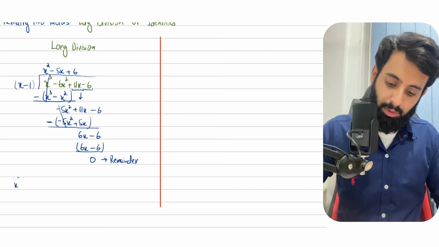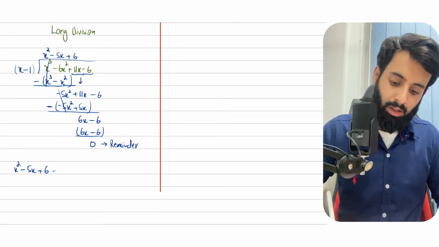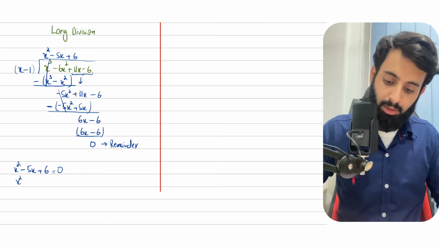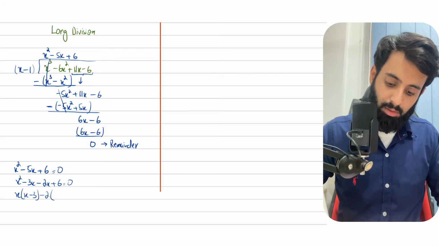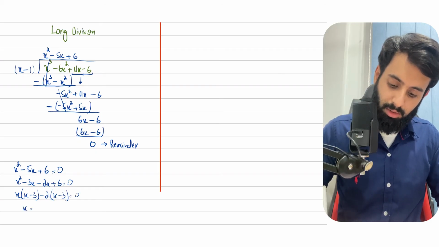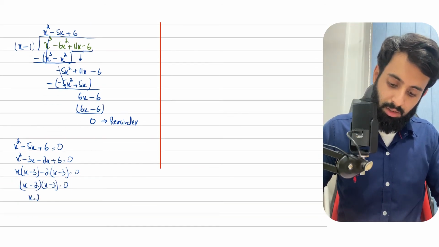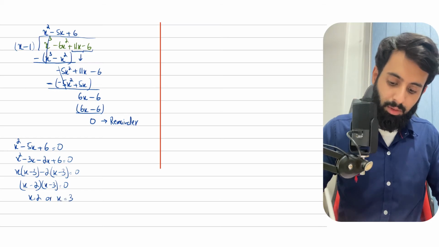So that means now I'm going to factorize the quadratic x square minus 5x plus 6, and let's set this equal to 0. So we can do middle term breaking here. So we have x square minus 3x minus 2x plus 6 equals to 0. So we take x common, x minus 3, minus 2 common, x minus 3 equals to 0. So that means x minus 2 times x minus 3 equals to 0, which means x is either equal to 2 or x is either equal to 3. Okay.